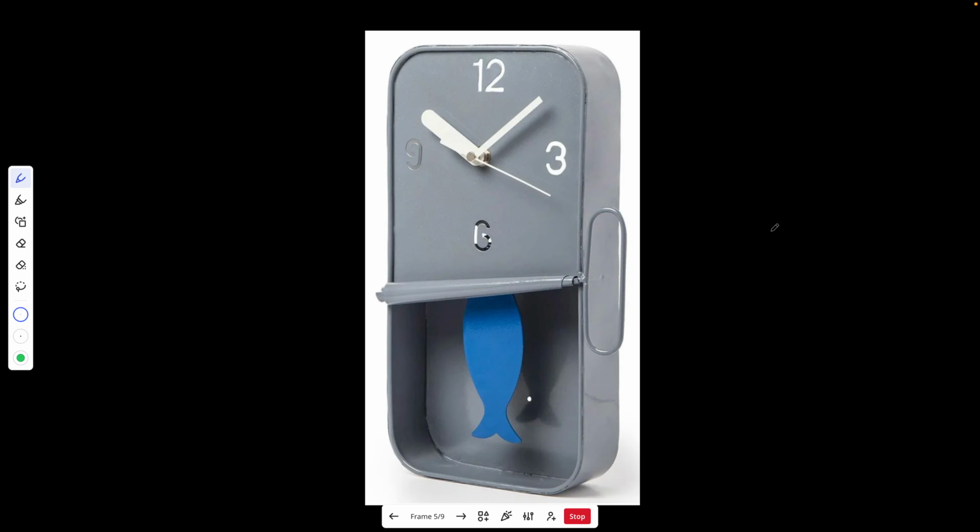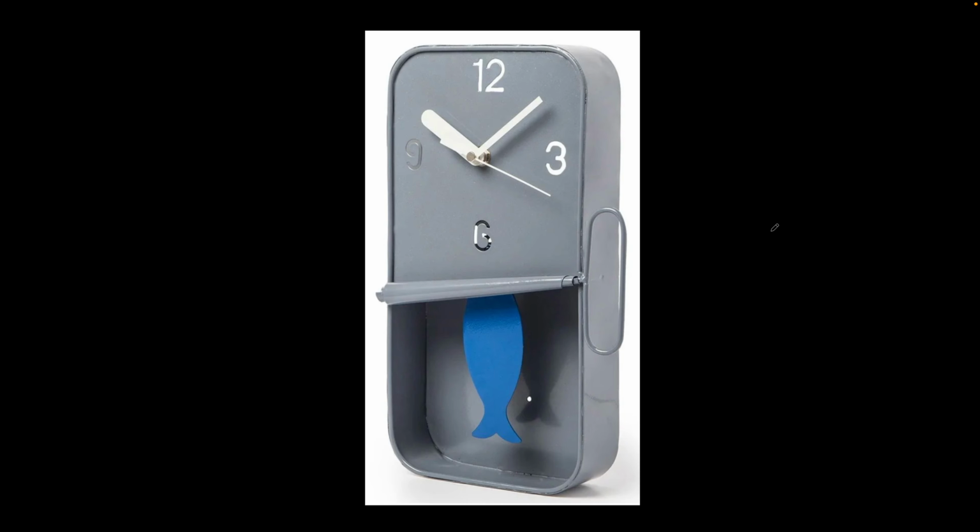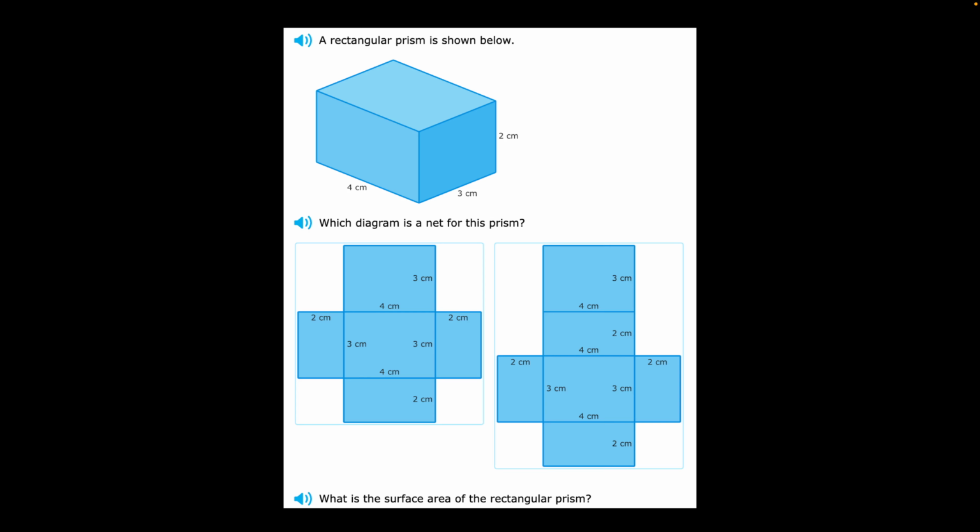Okay, here is our cool clock for today, which means that it's time for you to practice what you just learned. Go ahead and pause the video and try this problem on your own, and when you're ready, you can unpause the video and we'll check your answers.